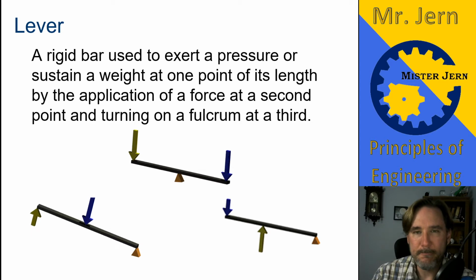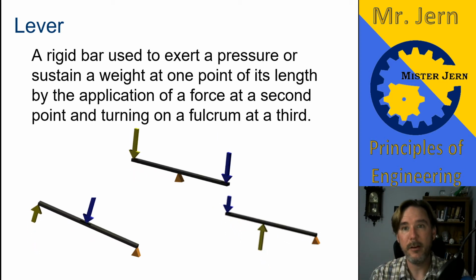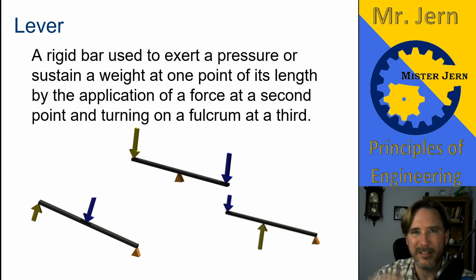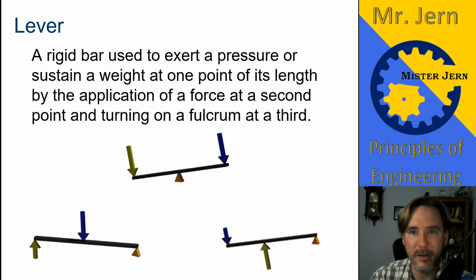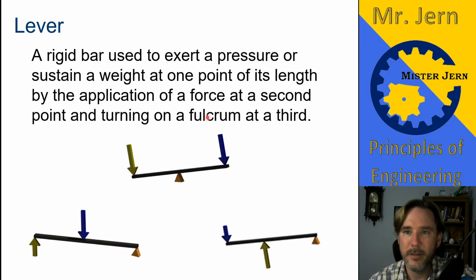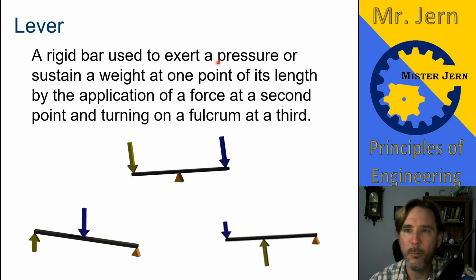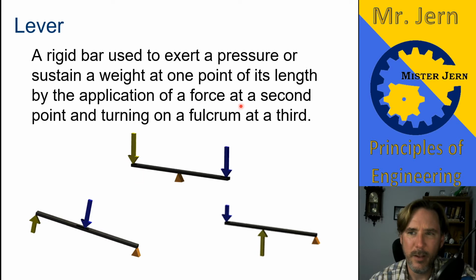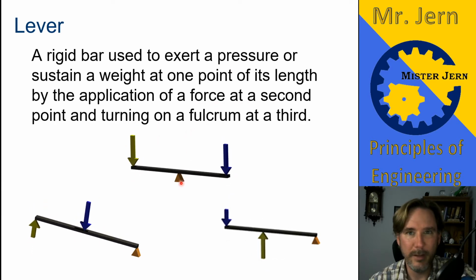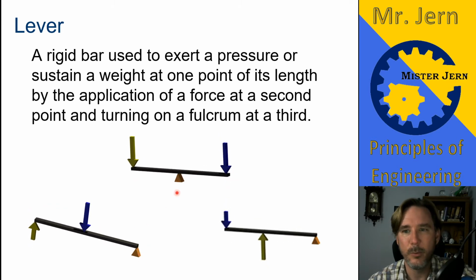Let's talk about some different machines. Okay, but there were 6 of them, remember, and the lever is one of them. A lever, you know what a lever is. It's a rigid bar used to exert a pressure. Now this is the definition of a lever. You can memorize it if you want to, but I think you know what a lever is. The important thing is understanding that you have a pressure at one point, you have a pressure force at another point, and you have this fulcrum in the middle, or maybe not in the middle, but you have this fulcrum, which is basically where it's tilting, it's rotating on.